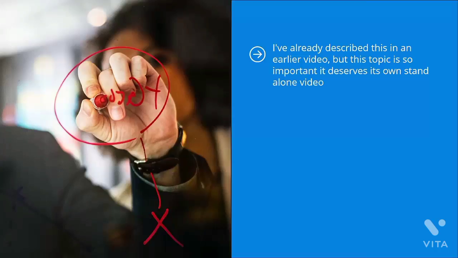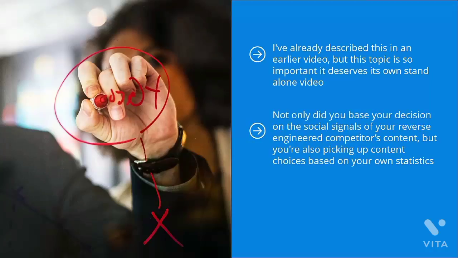When you create original content for your blog or website, you already know that this content has some sort of traction in your niche. You already know that there is a significant amount of demand for this particular type of content. Not only did you base your decision on the social signals of your reverse-engineered competitors' content, but you're also picking out content choices based on your own statistics. In other words, you're basing your best content on tried and proven material.